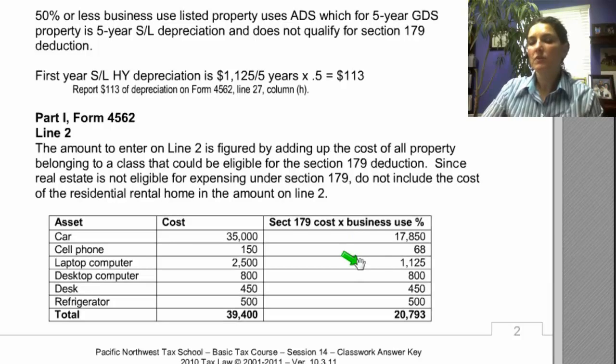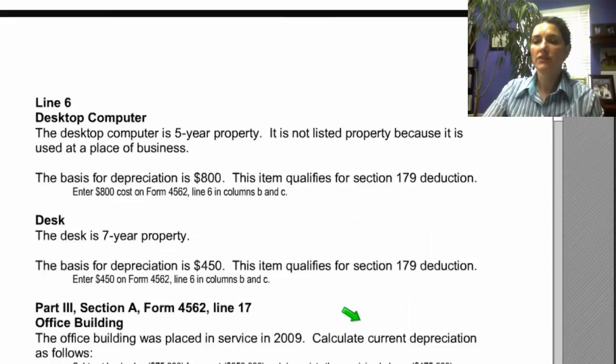The laptop, 2,500 multiplied by 45% gives us $1,125. And of course, all of the other assets are 100% business use, and we list them as such. We get a round total of $20,793, and we carry that and enter that on line 2.